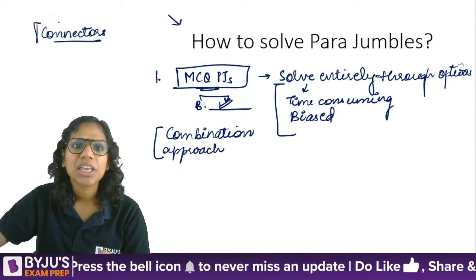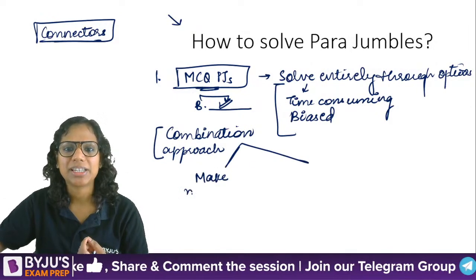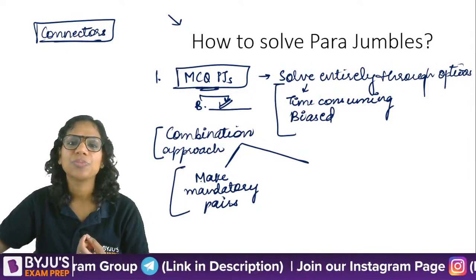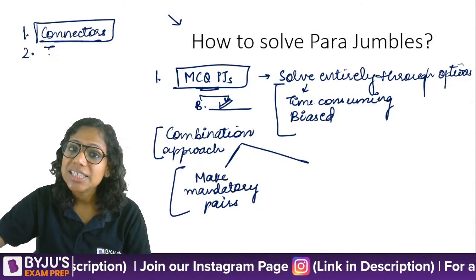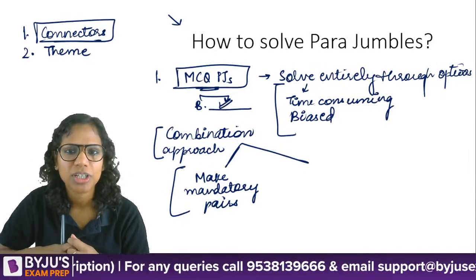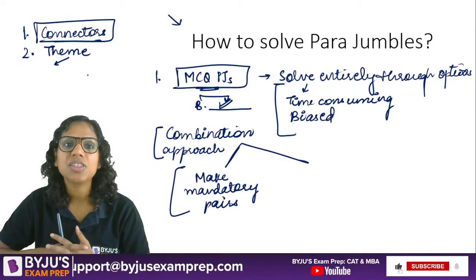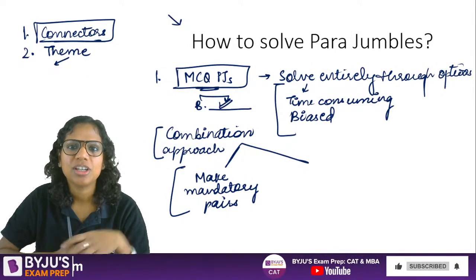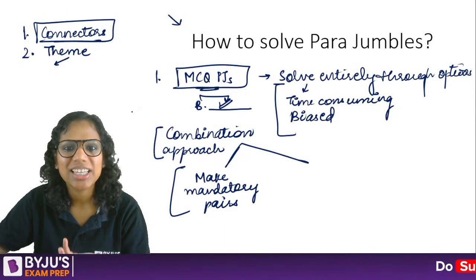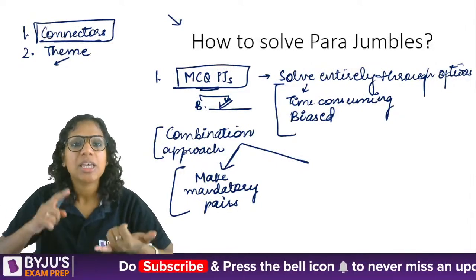So one approach is that you make pairs. This combination approach has 2 elements. You make mandatory pairs. How do you make these mandatory pairs? By taking the help of connectors, reading the sentences and understanding the sentences, right? Not getting lost in them, but understanding what they're talking about. Okay, seeing if there are any language-based clues. For example, if I say this is not the result of this philosophy, rather that is. So rather connector and that is. This is a language-based clue, right? So make mandatory pairs using everything that you've learned in the basics of Parajumbles. Make use of connectors.